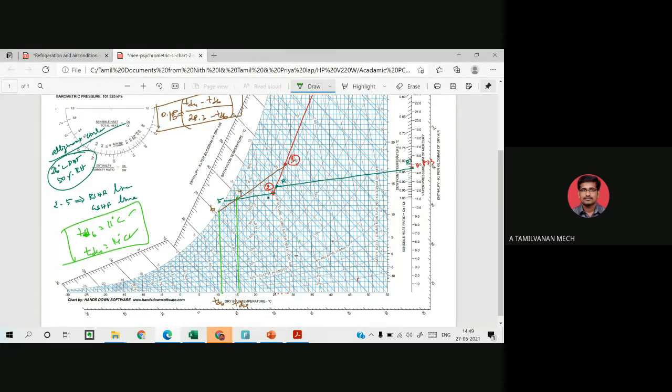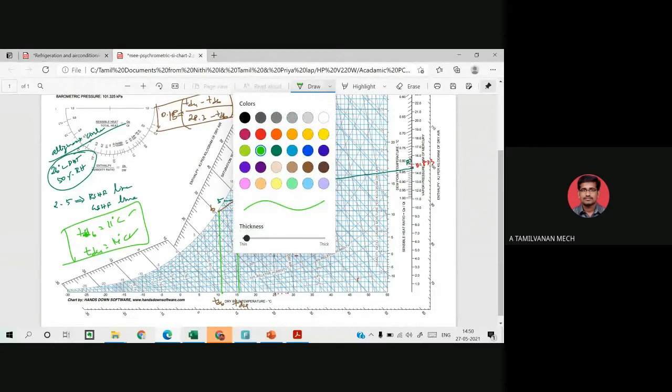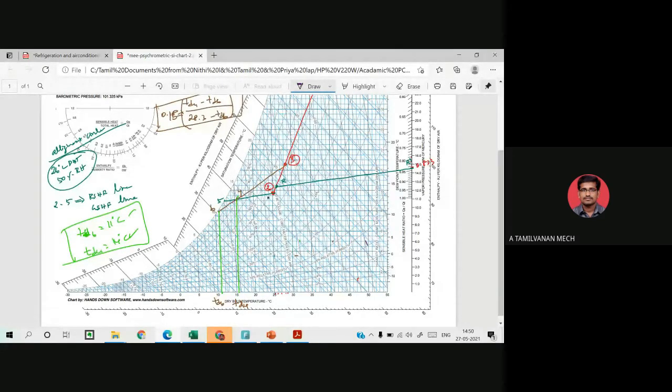In some problems, the cooling coil temperature TD6 may be given. It is easy then. You draw the line for the cooling coil temperature where it intersects the line 2-5, and you get exactly the point number 4, the cooling coil outlet temperature. Then you draw another line, the grand sensible heat factor line. You draw the line from 6 to 2.